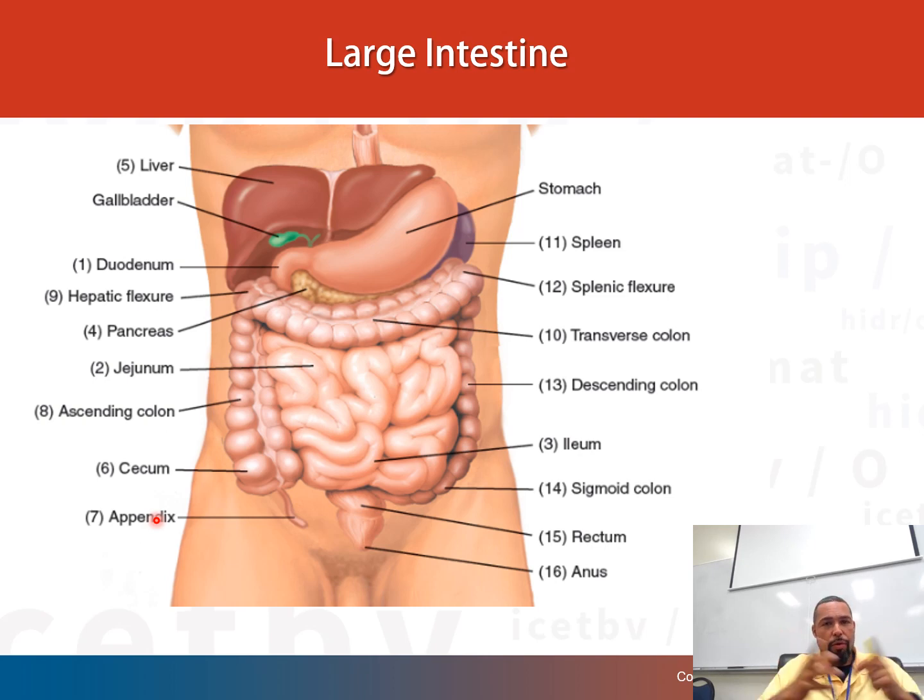I do have a funny story on appendicitis. Nobody really knows what causes appendicitis. There are different theories. People say this entrance right here sometimes gets clogged by some fecal material, and that's what causes it to get inflamed and therefore infected.